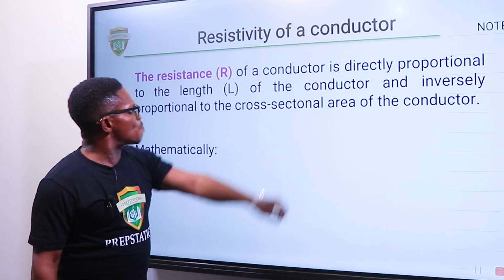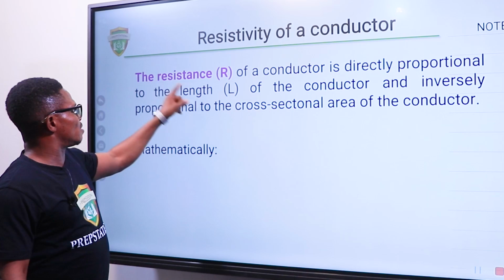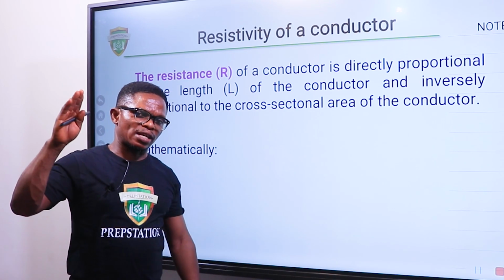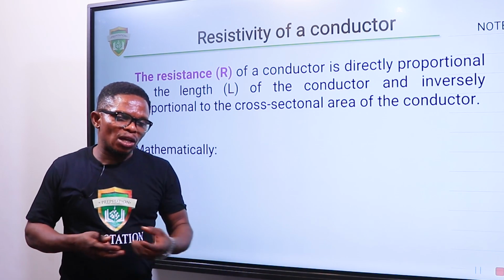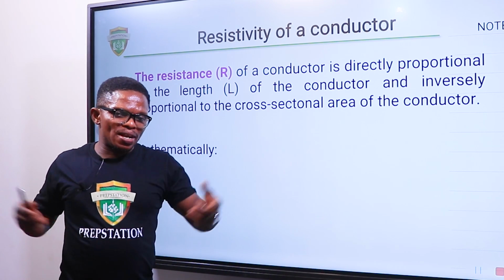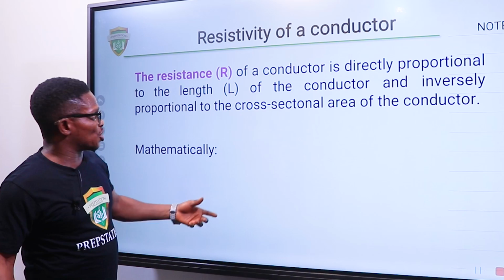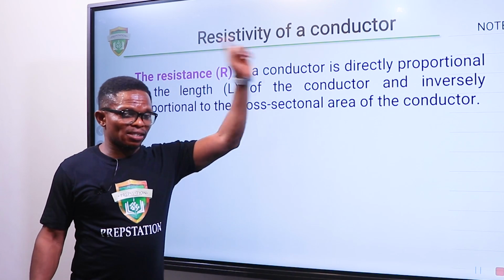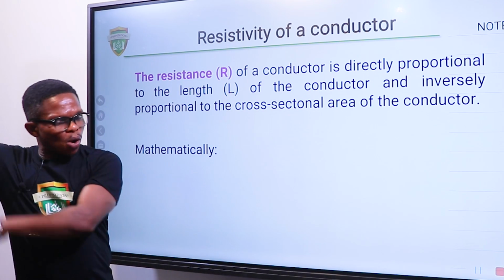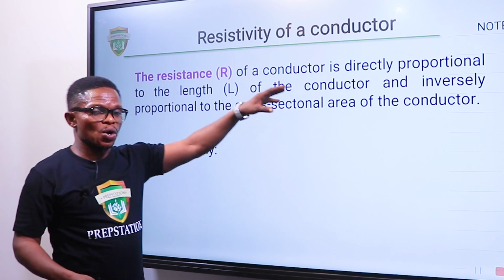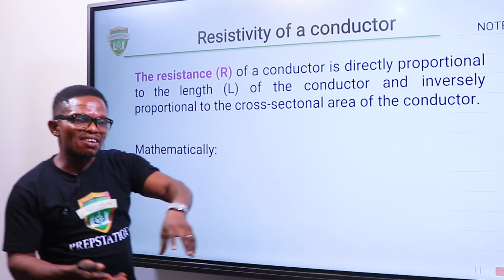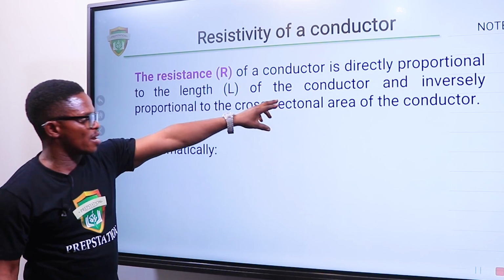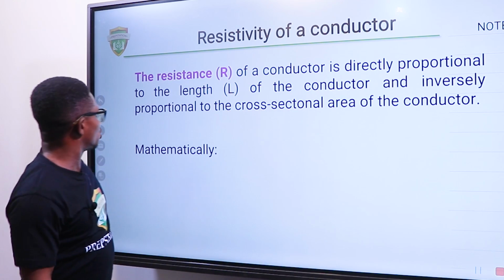It's directly proportional to the length. Remember the 4 factors I mentioned. When I was explaining length, I said the longer the length, the more the resistance. Now, what is the relationship there? It means resistance is directly proportional to the length of the conductor. In other words, an increase in the length of the conductor means an increase in resistance. So that is what we have here, a direct relationship.